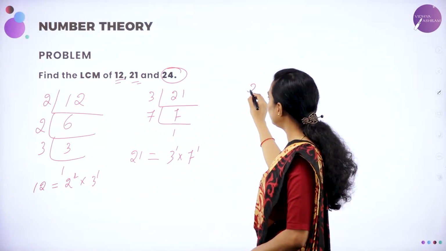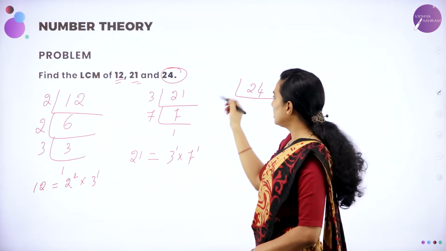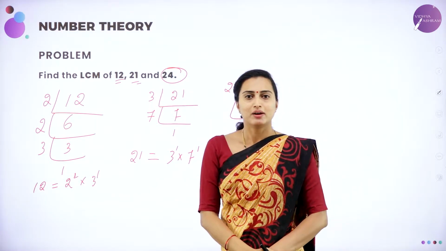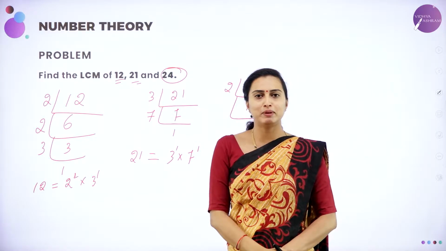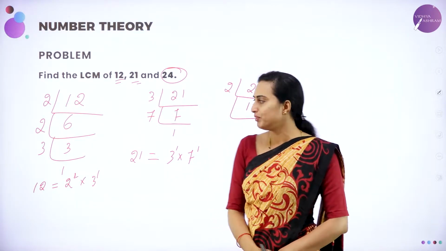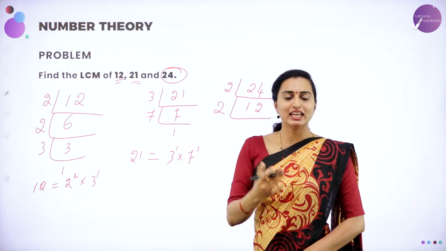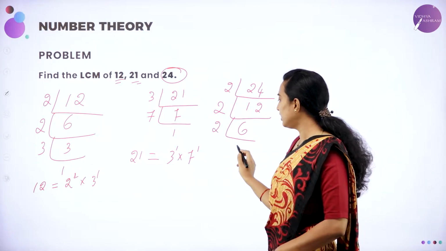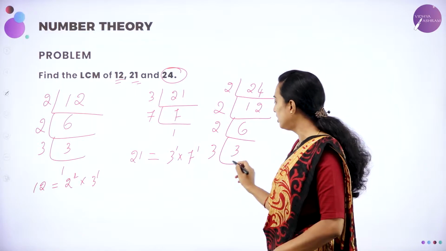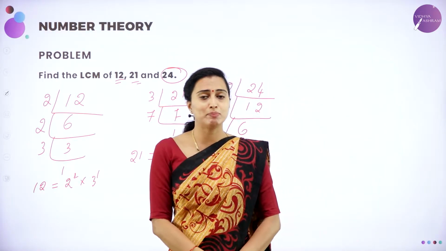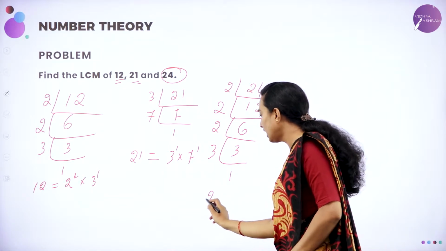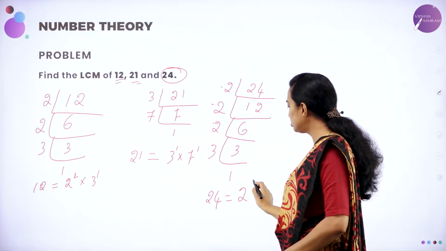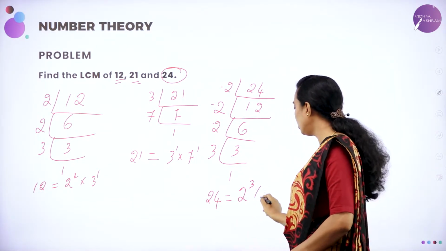Next, we are moving on to 24. 2 1s are 2, 2 2s are 4, because a number ending with 4 is even and can be divided by the even prime number 2. Again, 12 is an even number, so it can be divided by 2. 2 6s are 12. Again, 6 is an even number, 2 3s are 6, but 3 is an odd number and also a prime number, divisible by only 1. Therefore, 24 can be represented as 2 cubed, that is 2 repeated 3 times, into 3 only 1 time.